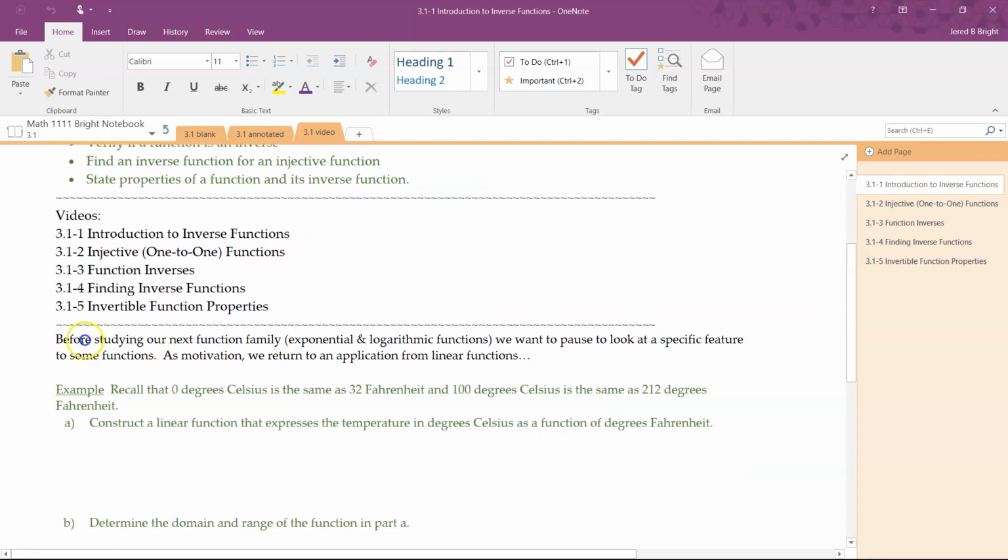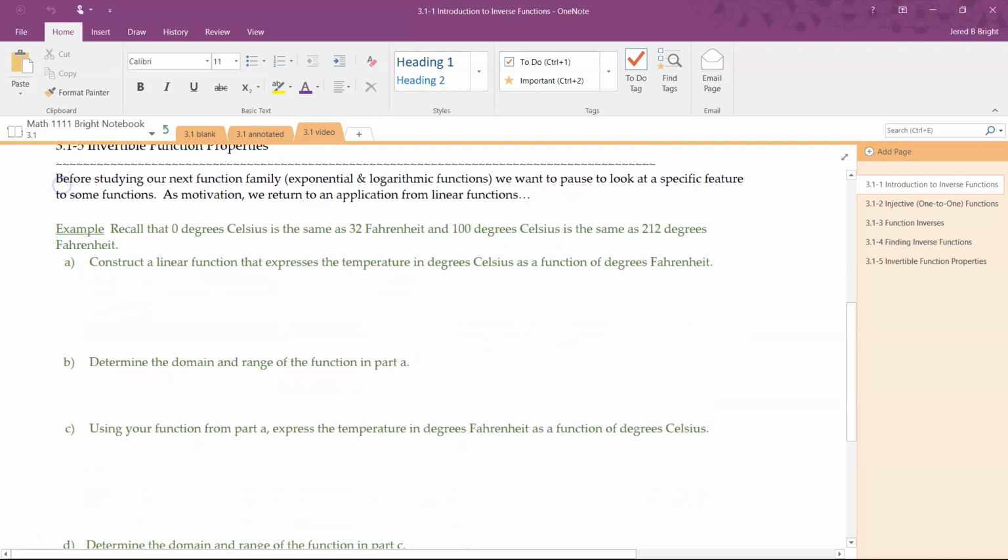But before we get there, I want to let you know we are going to be coming up on exponential functions and logarithms, so prepare as needed. But also, we want to return to an example that we saw that actually may have some bearing here.